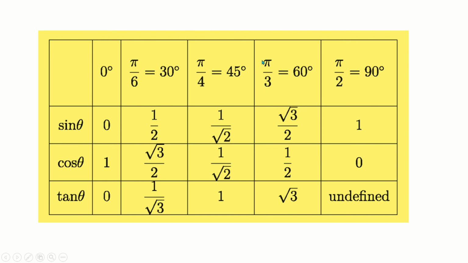Okay, pi by 3 means 180 degree divided by 3, that is 60 degree. Pi by 2 means 90 degree. So sine 0 degree equals 0. Sine 30 degree equals half. Sine 45 degree equals 1 by root 2. Sine 60 degree equals root 3 by 2. And sine 90 degree equals 1. Just you have to remember this.